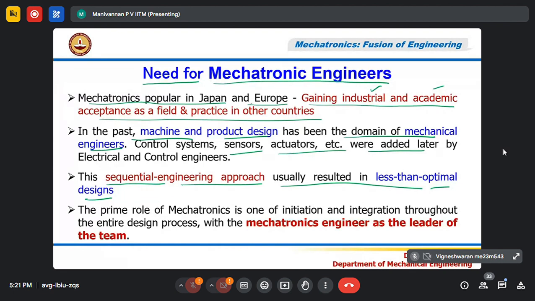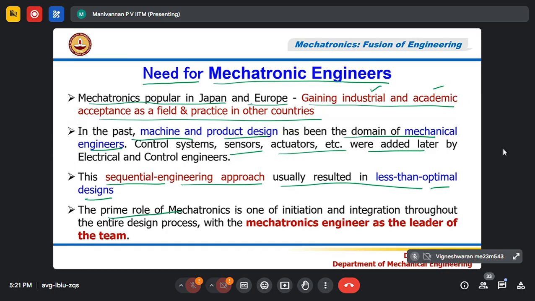If you want to develop a new car model, it may take 5 years, 3 years. I'm talking about some 50 years ago. Nowadays, you can bring out a new car model from scratch within 1 year also. Because everything is computer modeling and simulation, you can optimize the design, bring out the prototype within 1 year, and the next year you can launch. That is called mechatronic design. We are going to see that.